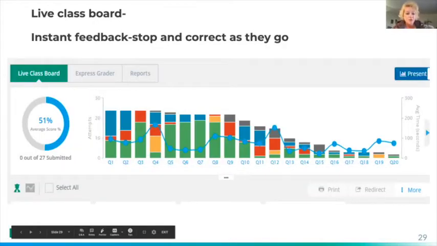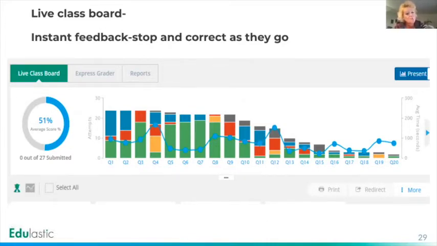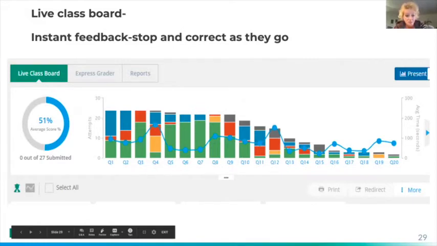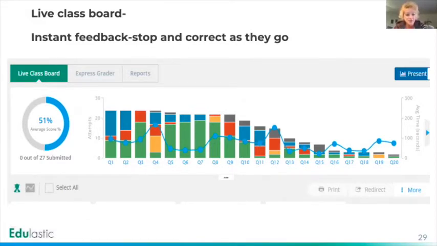So this is the overall class data again, and you can see the green is correct answers, yellow is partially correct, and red is incorrect. But the blue dots that go up and down the screen are showing me how much time they spent on each question. So again, even that in itself provides me some data of going, okay, question number 3, they are actually all getting right, and they're really not spending that much time on it. So that's a pretty strong standard.